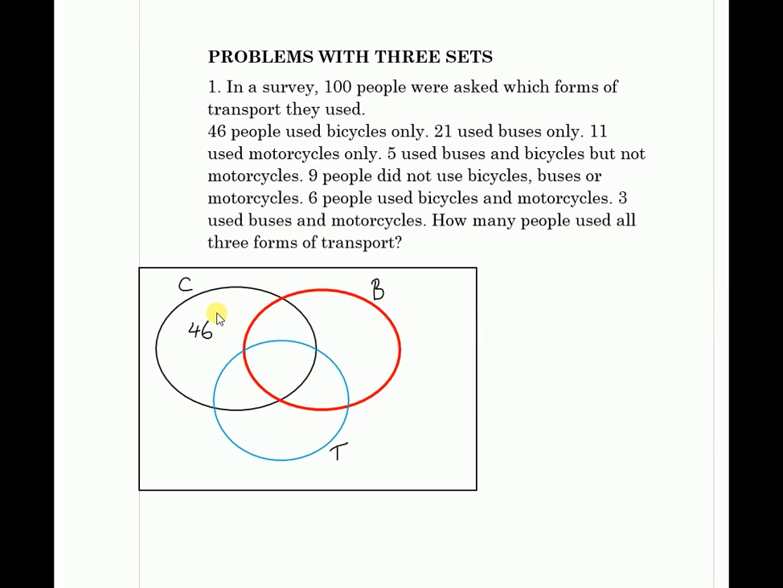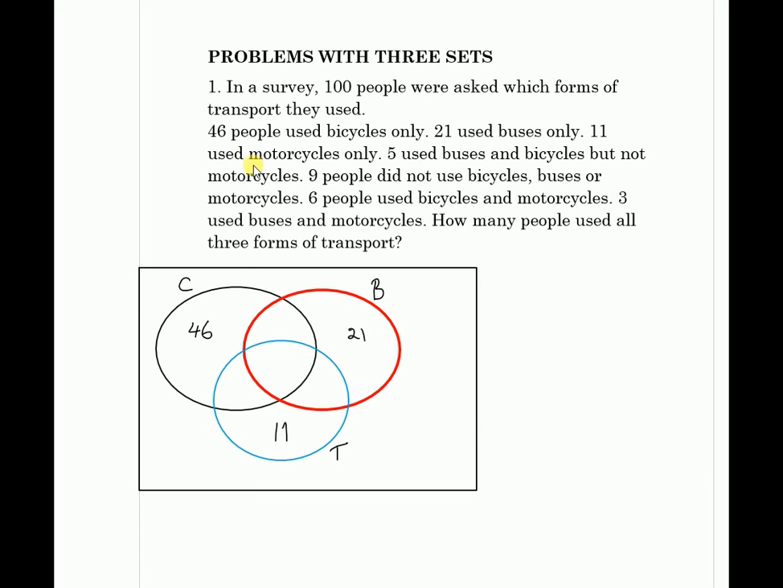As you can see, those 46 are lying only in the black circle. They are outside the set for buses and the set for motorcycles, but they lie in the one for bicycles only. 21 used buses only. We are putting 21 there because they said buses only. The word only is there. If 21 used the buses, the working would be different, as you are going to see in the examples that follow. 11 used the motorcycles only, so again we have 11 there for motorcycles only.